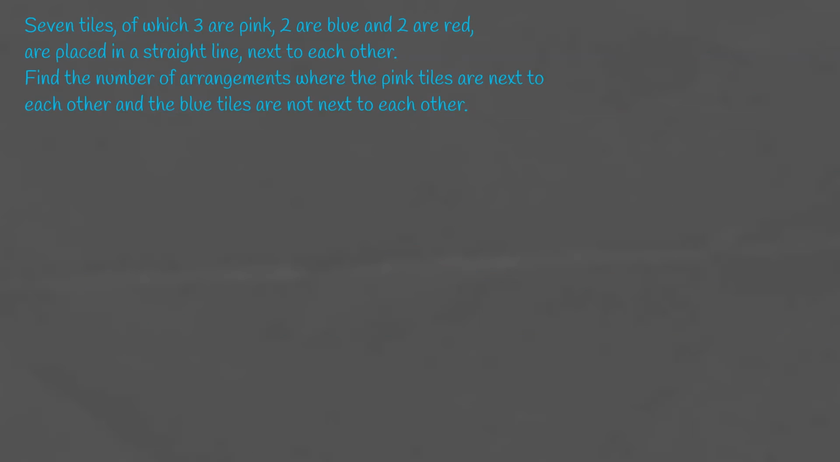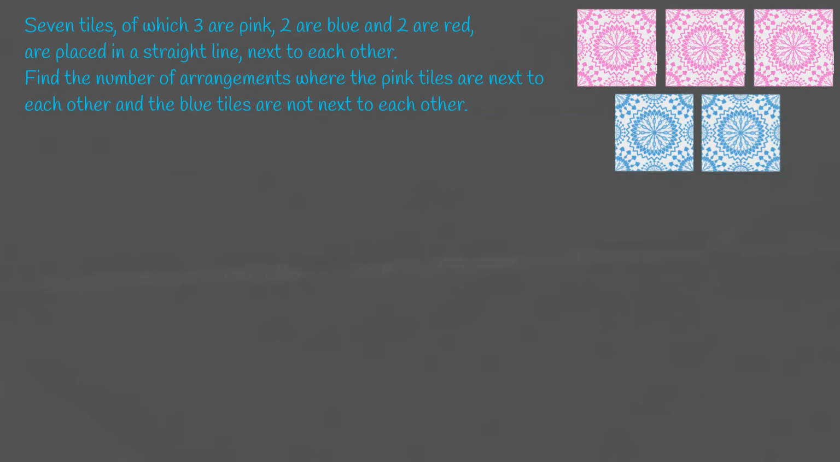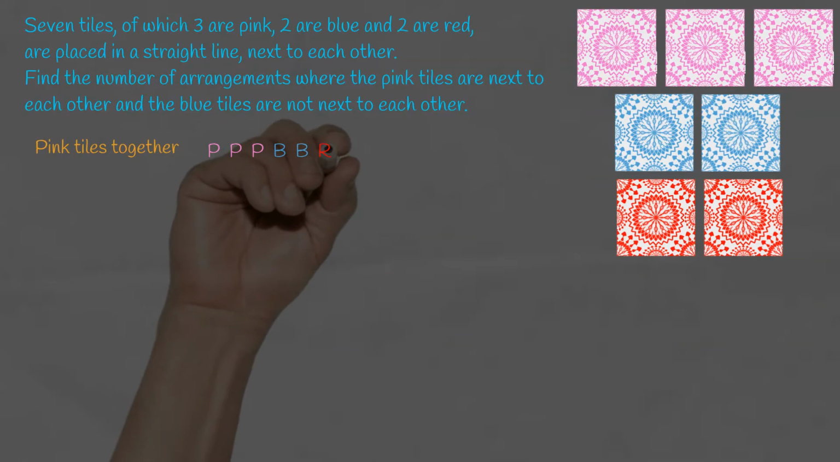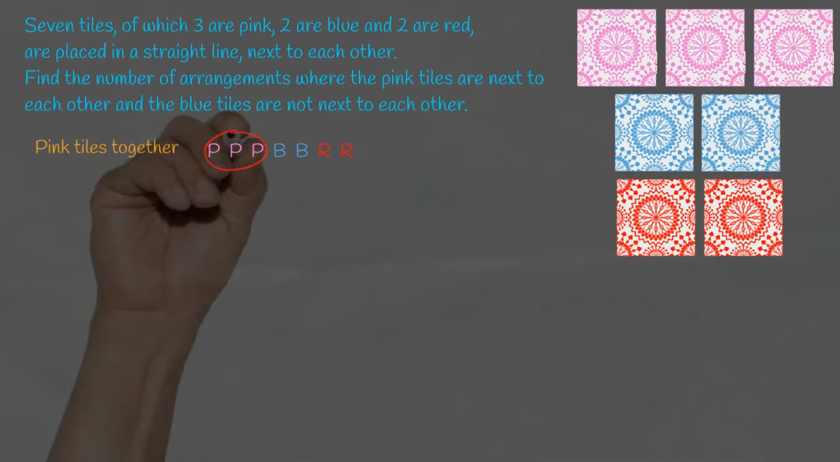In this question, we have 7 tiles, 3 pink, 2 blue and 2 red, and they're placed in a straight line. And we need to find the number of arrangements where the pink tiles are together and the blue tiles are not together. So if we write down the arrangement like this, where the pink tiles are together and keep them as one group, we effectively have 5 tiles to rearrange.